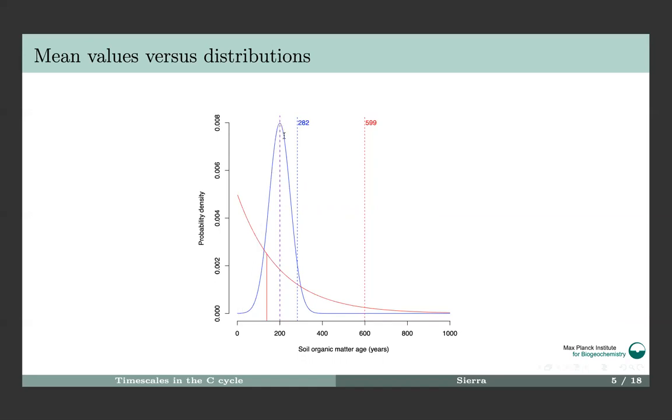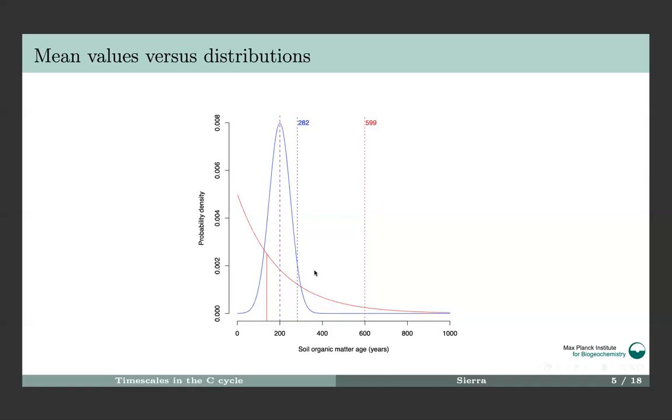Here in this example, I have two distributions. One in blue would be a normal distribution with a mean age of 200 years versus an exponential distribution with the same mean age of 200 years. But we see, for example, that for the exponential case, the ages of the soil organic matter can get much larger. It could be up to 600 years if we look at the 95% quantile of this distribution, versus for the normal distribution, the 95% quantile will be 282 years. So therefore, if the soil will have this exponential distribution, it can have carbon that is much older than if you will have this normal distribution.